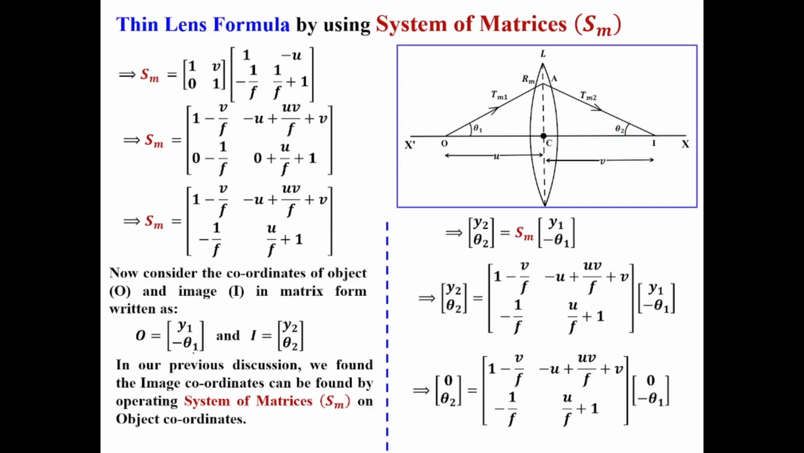Here if I compare theta 1 and theta 2, theta 1 is anti-clockwise and theta 2 is clockwise. So whenever we write with a comparison of theta 1 and theta 2, theta 1 will take the negative sign according to the sign convention with respect to theta 2. In our previous discussion we found the image coordinate can be found by operating the system matrix on the object coordinate. That means if we operate the system matrix on the object, we can find the coordinate of the image.